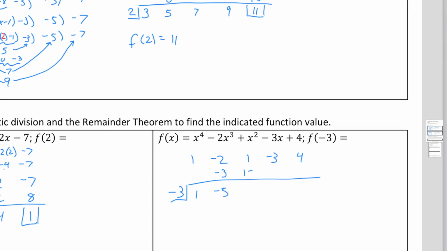Multiply, positive 15. Add 16. Negative 3 times 16 is negative 48. Add the column, negative 51. Negative 51 times negative 3 is positive 153. Add the column, 157. And even though those numbers are kind of large, you could do a calculation with your calculator, and that would be much, much easier than trying to substitute the negative 3 into that formula.